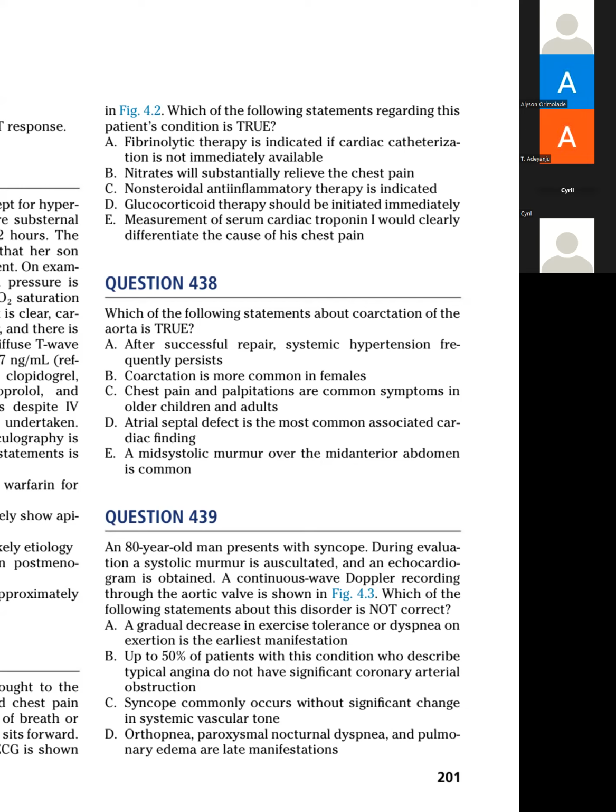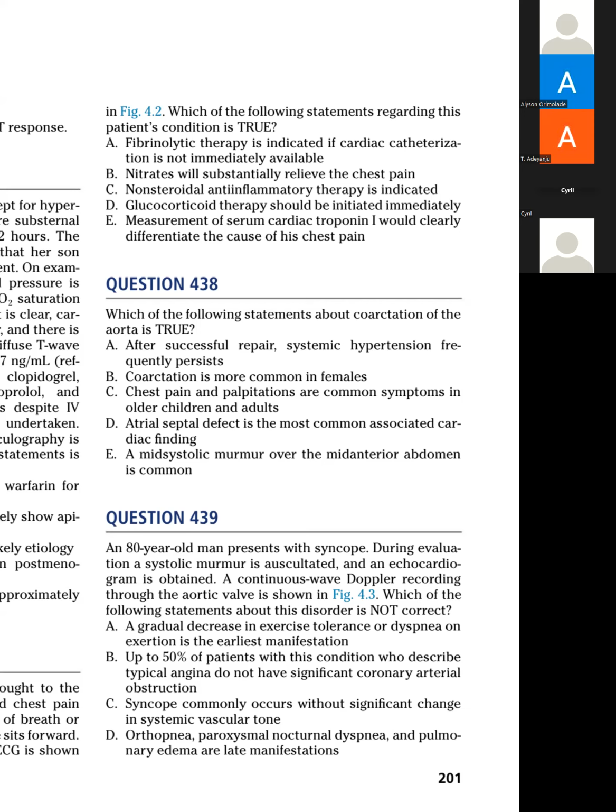Option A, gradual decrease in exercise tolerance or dyspnea on exertion is the earliest manifestation. B, up to 50% of patients with this condition who describe typical angina do not have significant coronary artery obstruction. C, syncope commonly occurs without significant change in systemic vascular tone. D, orthopnea, paroxysmal nocturnal dyspnea, and pulmonary edema are late manifestations. Please, can you have a look at figure 4.3?